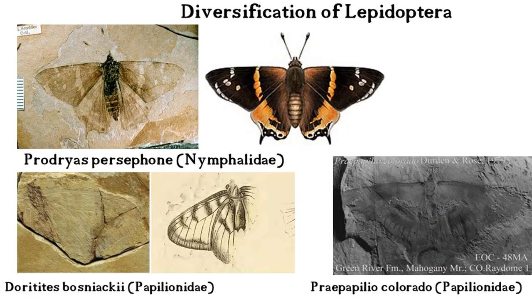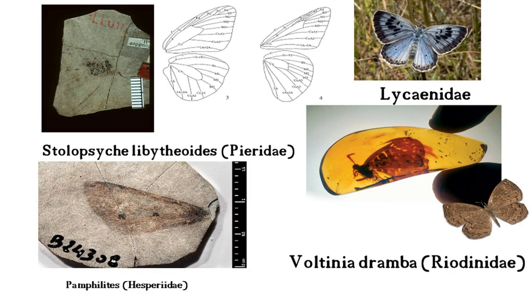Almost all the major groups of butterflies are now present in the fossil record: Nymphalidae, Hesperiidae, Papilionidae, Lycaenidae, the Riodinidae and the Pieridae. They seem to have diverged in the Paleogene. Lepidoptera have been around for 200 million years and maybe even more, but their massive diversification did not begin until about 66 to 55 million years ago. About 80% of the butterfly and moth fossil records occur in the Paleogene.